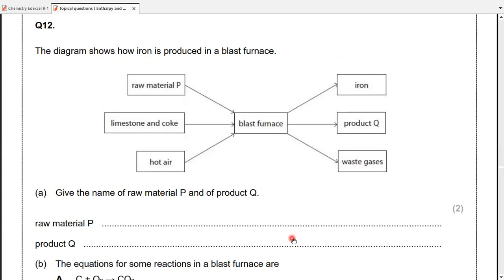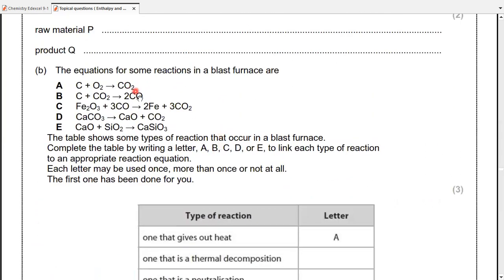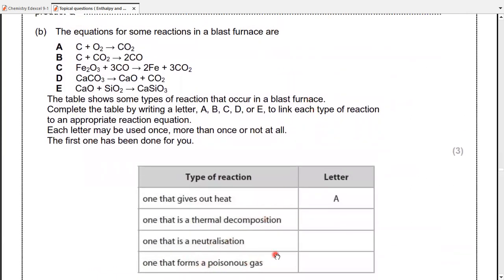Okay, so this is too much detail. See all the reactions I just gave you. You can see them happening step by step. A, B, C, D, E. Right? Reaction that gives out heat, reaction that is decomposition, reaction that is neutralization. You'll see all those options. Right? Oh, the one that forms a poisonous gas. This is new, but we already know the poisonous gas is carbon monoxide, so this shouldn't be a problem. Neither should this one, nor this one. Right? Should be easy.